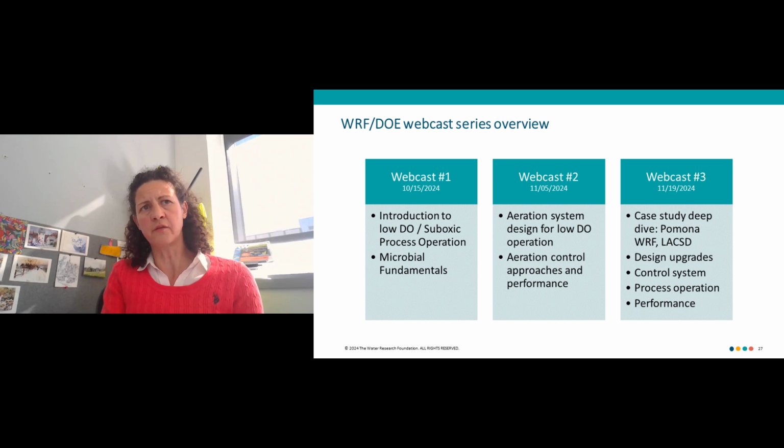What do we understand of low DO and suboxic organisms, and how do they adapt? And in the second webcast, we talk about the control and the aeration system side. So that's the infrastructure side. How do we make that right-sized, fit, and the controls tight enough so that operators have the tools and the flexibility to really be in control of the process as they're driving it down to low DO concentrations.